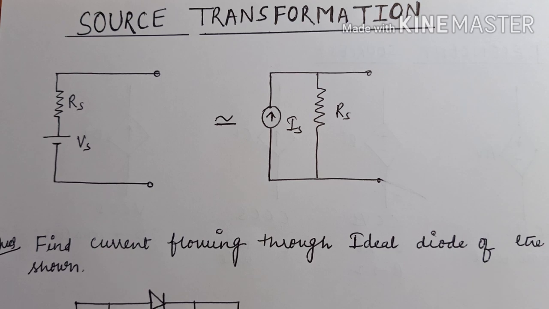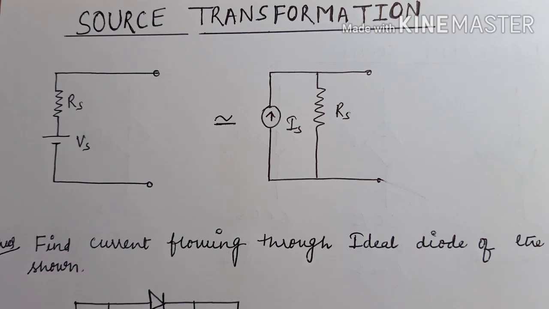So today we'll complete the source transformation, means how to convert a voltage source into a current source or a current source into a voltage source. Then also we'll complete the dependent sources. What are the different dependent sources that are present? So let's start the topic.